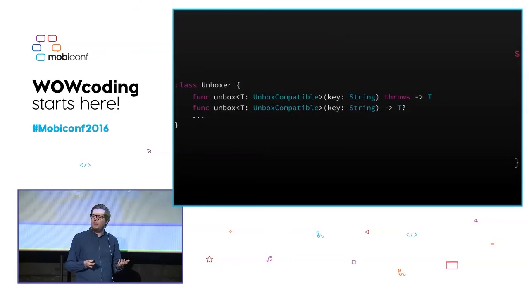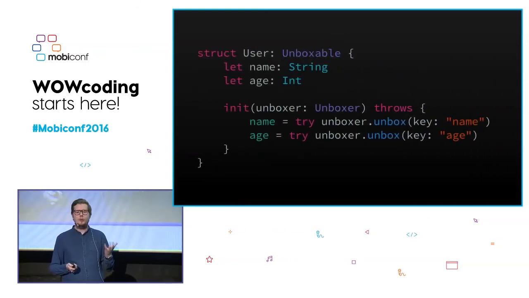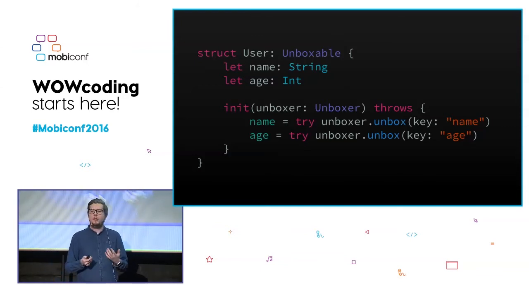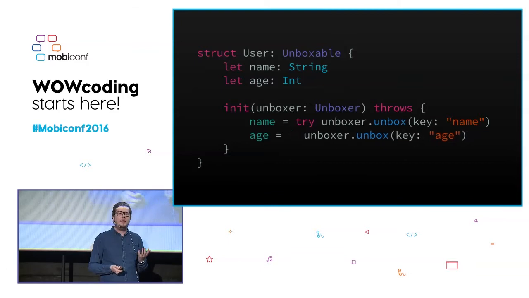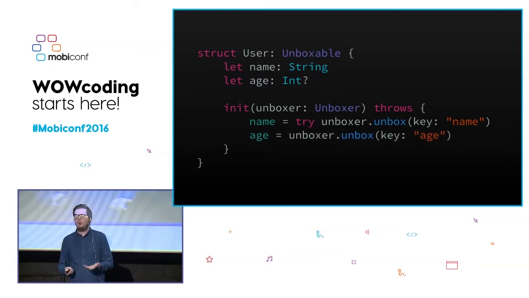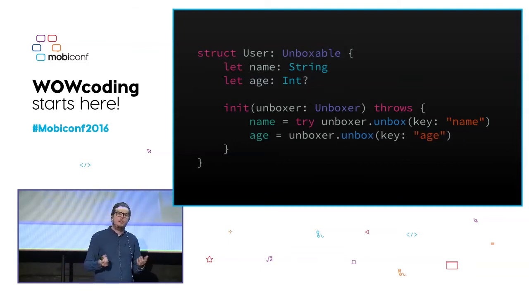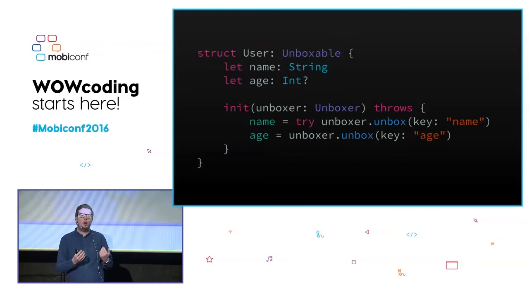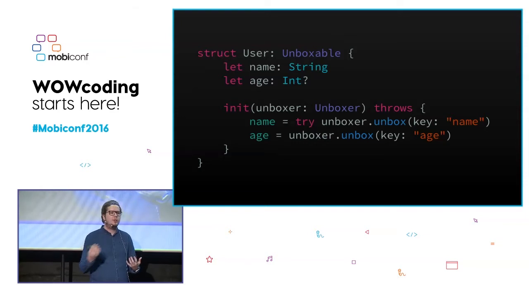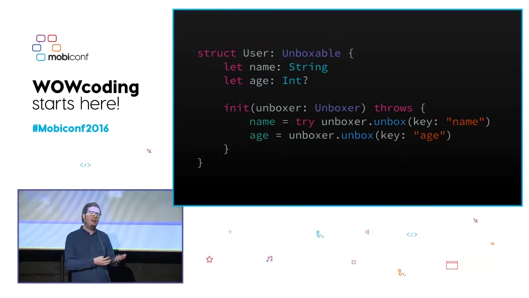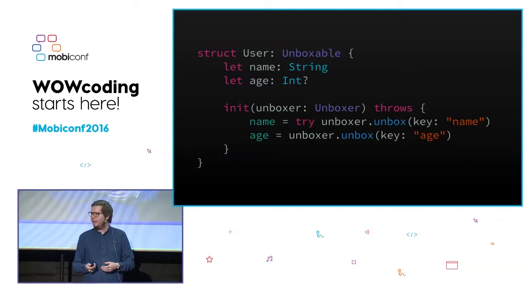So if we go back here to our user structure, what do we need to do in order to make, for example, age optional? Well, the only thing we need to do is make the property itself optional and remove the try. That's it. It's very automatic in terms of Swift: if you are expecting a value, you can use try. Otherwise, you just call the method with no try, and it will return an optional instead.